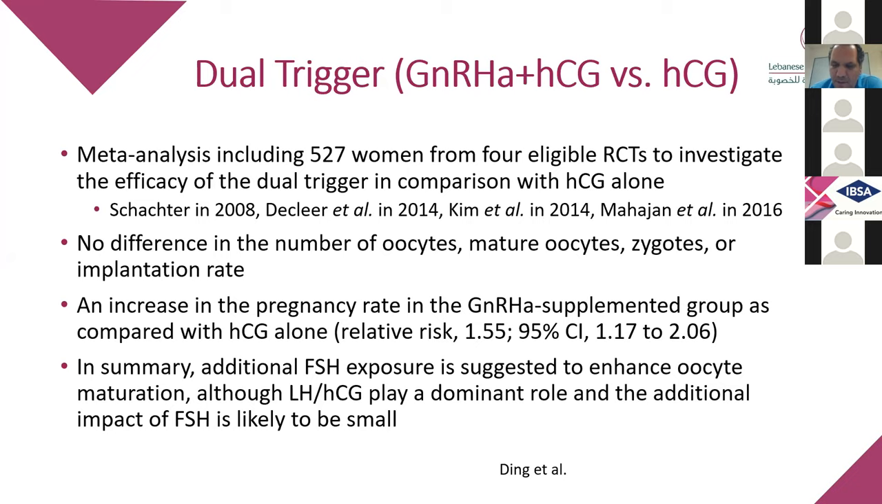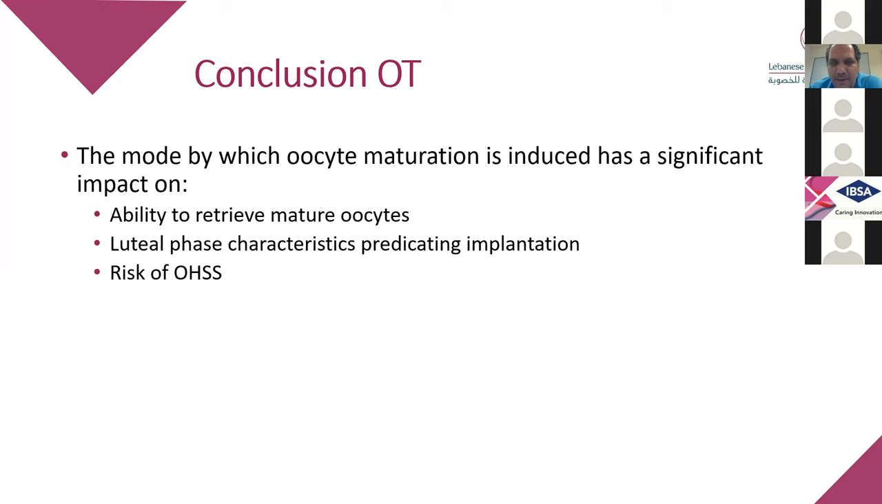So in conclusion, when you want to use an ovulation trigger, we want to have in mind the best medication to get mature oocytes. Studies about ovulation trigger also talk about the percent of maturity of the oocytes, based on the number of follicles. Also the luteal phase characteristics, predicting the implantation, and obviously the risk of ovarian hyperstimulation.